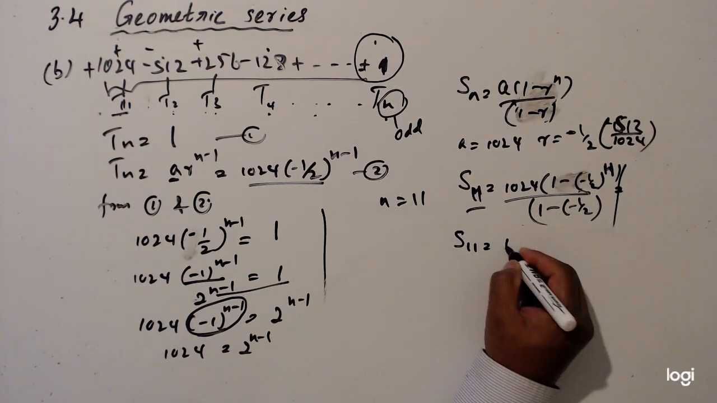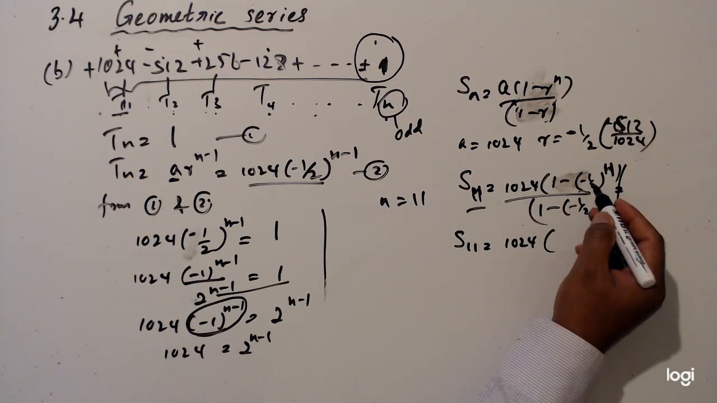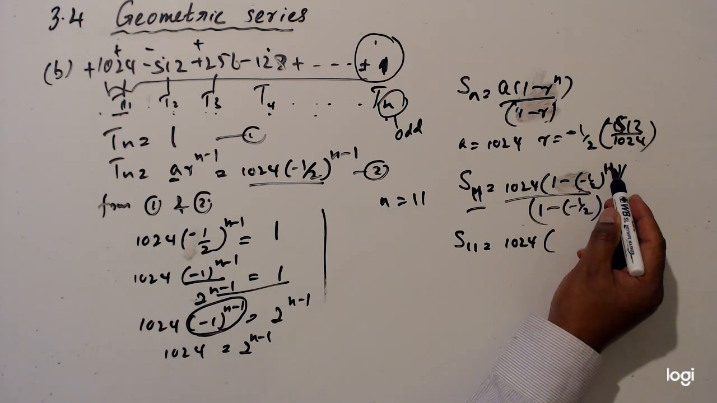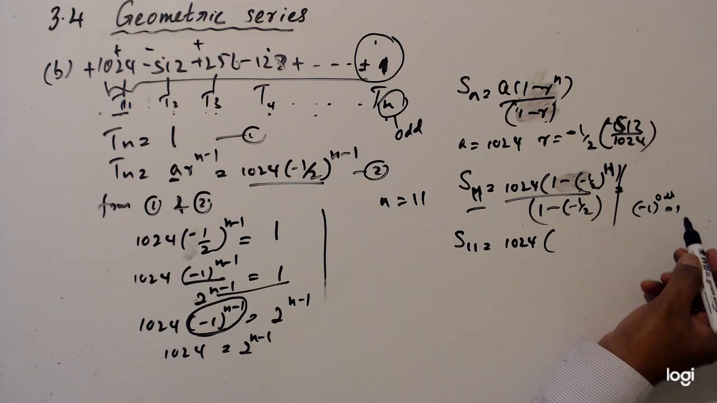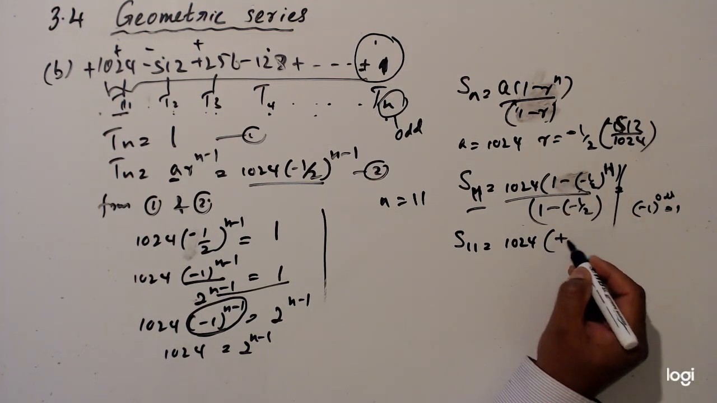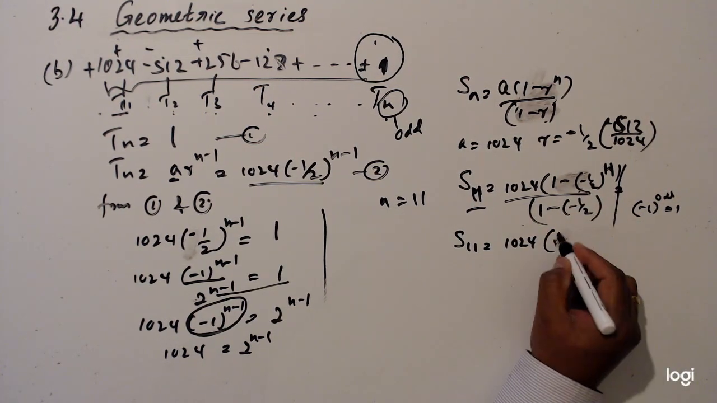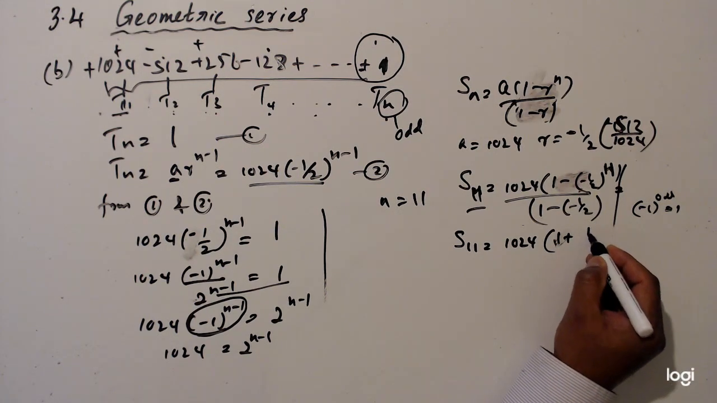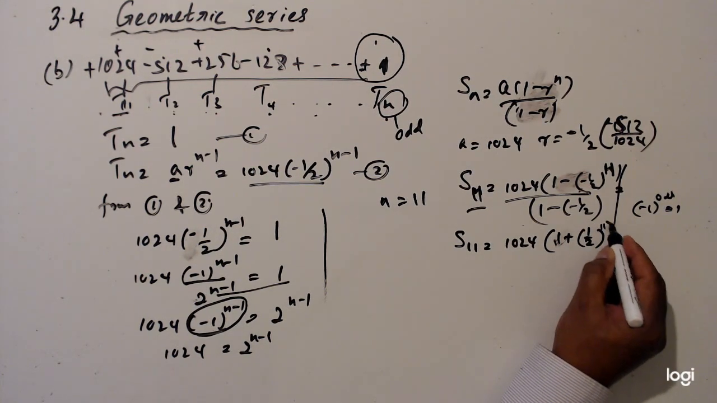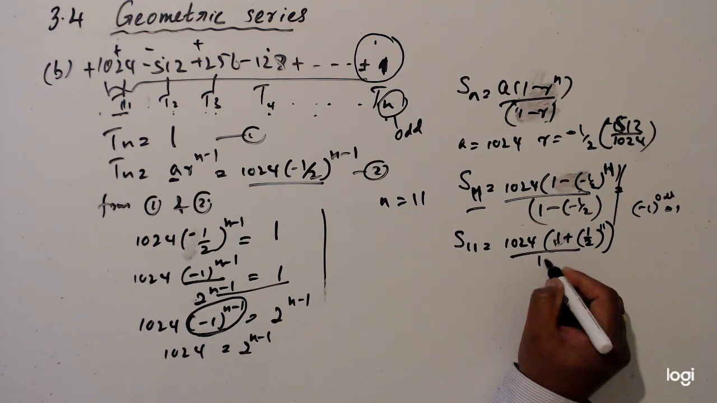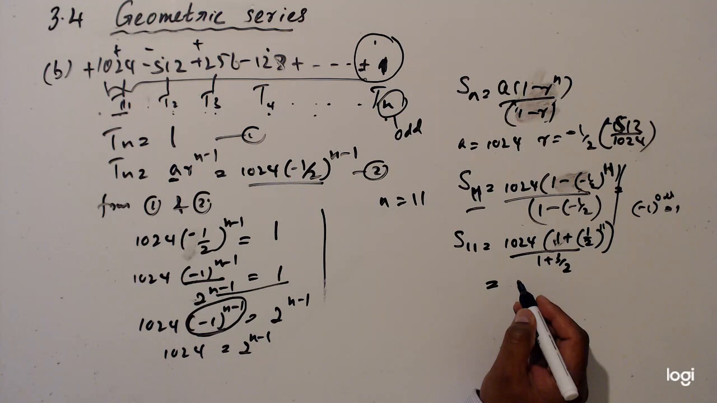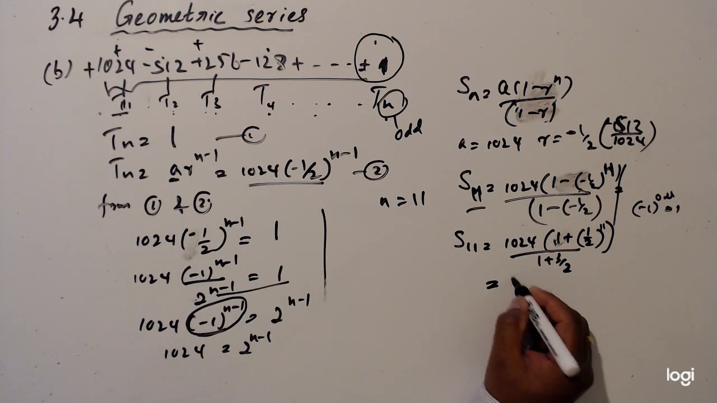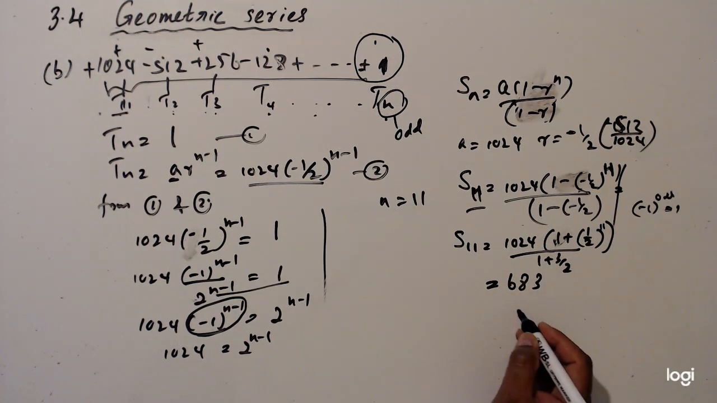S11 equals 1024. Negative times odd is negative, so negative times this is positive. So 1 plus half to the positive 11 divided by 1 plus 3 over 2. I can see the book answer is 683.